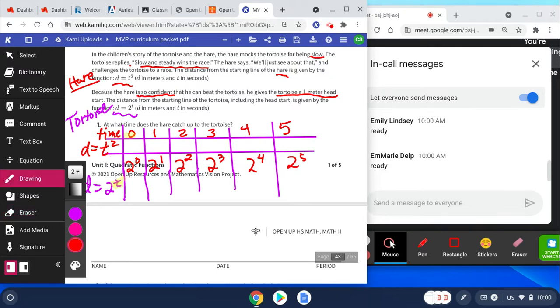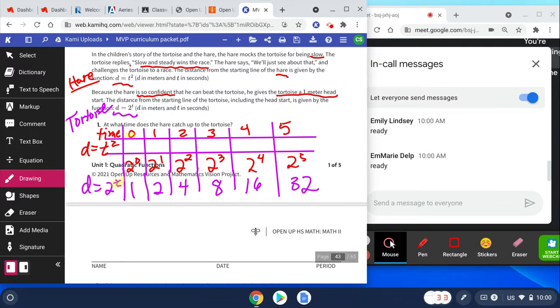Well, you could grab a calculator to do these, but you probably trust me. So 2 to the power of 0, or anything to the power of 0, is just 1. 2 to the power of 1 is just 2. 2 to the power of 2, 2 to the power of 3, 2 to the power of 4, 2 to the power of 5. There's all my outputs for the tortoise's function.